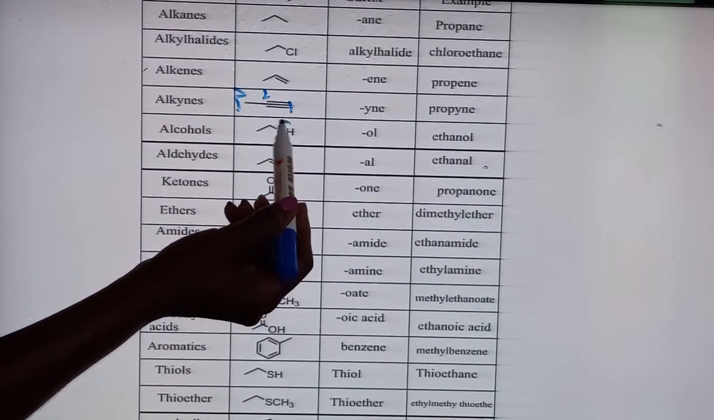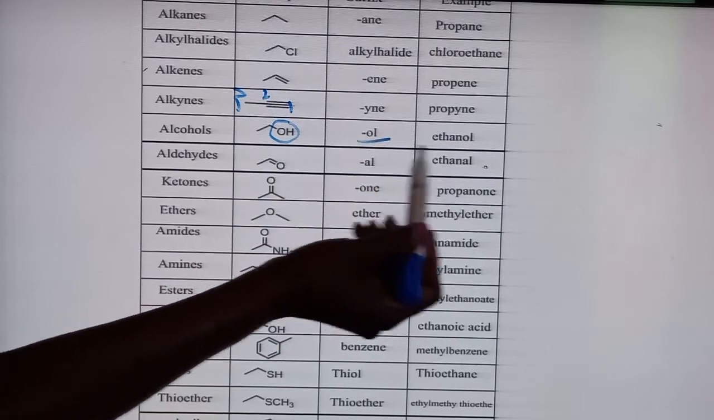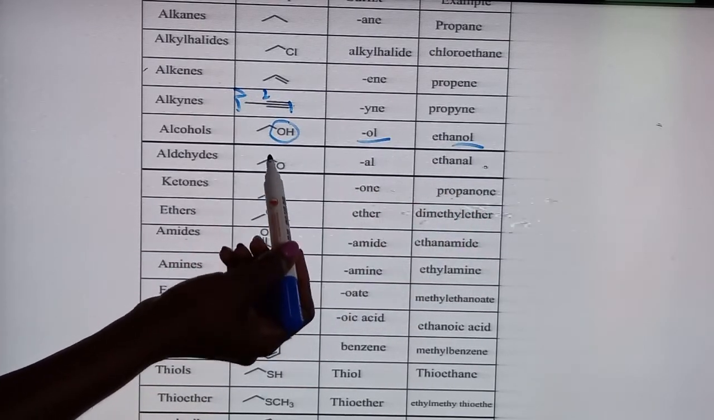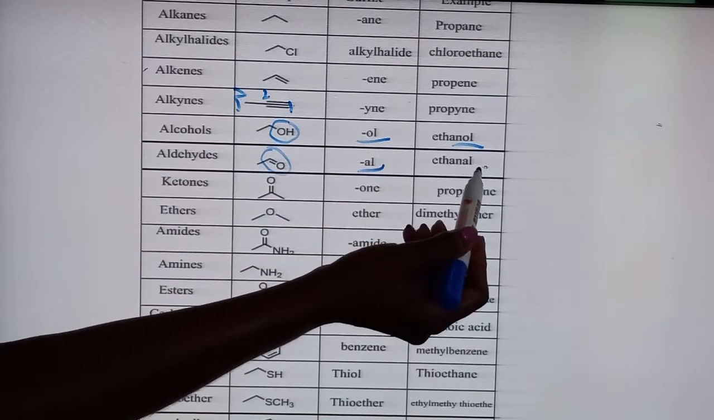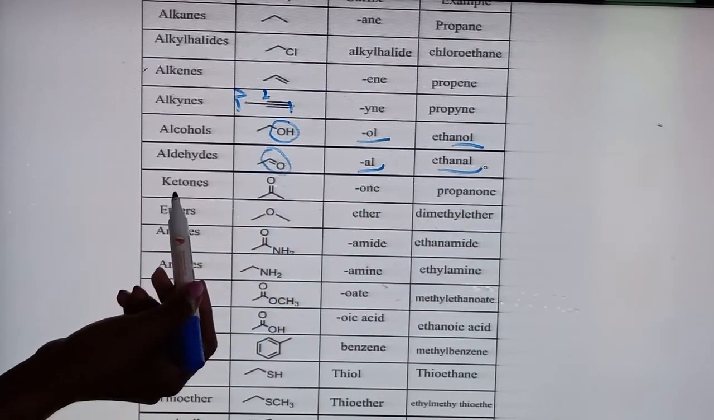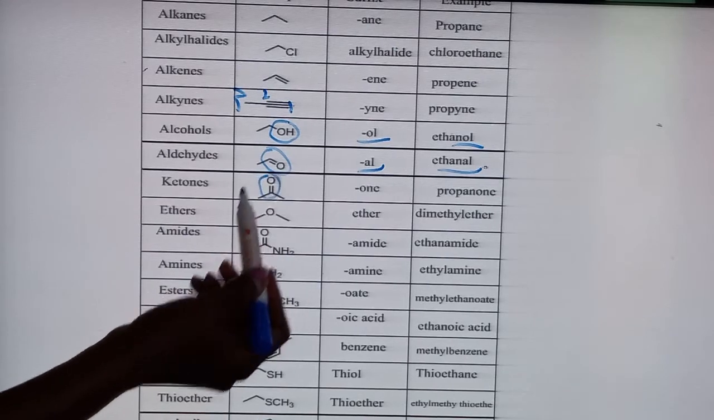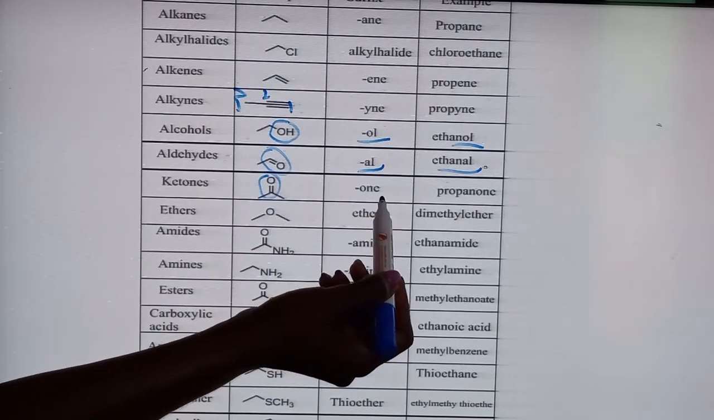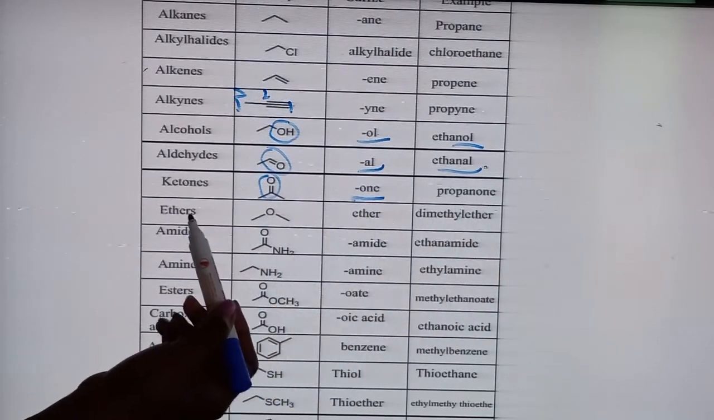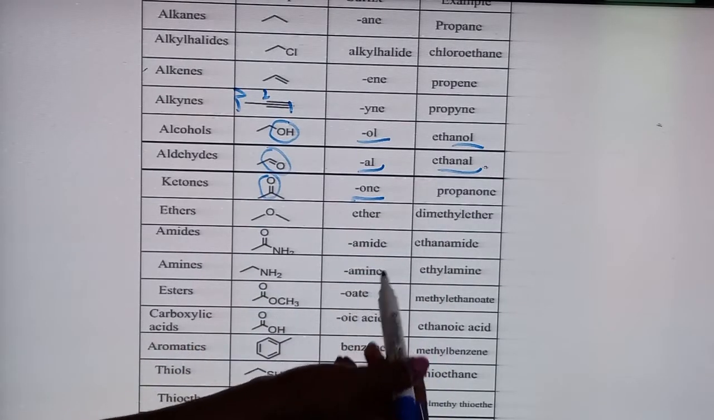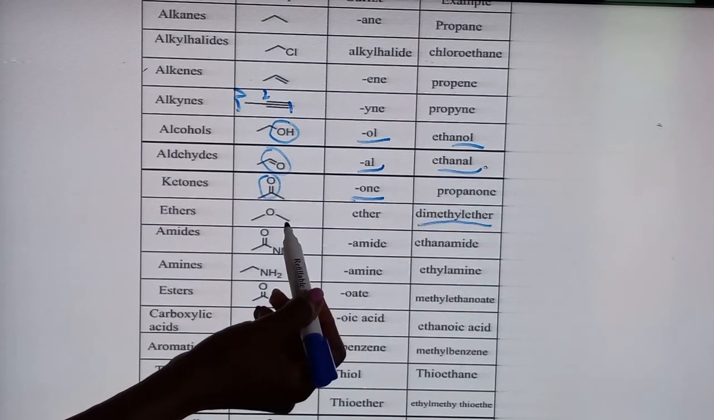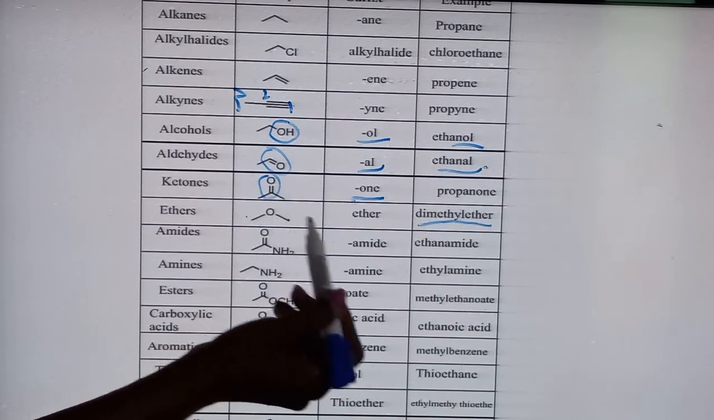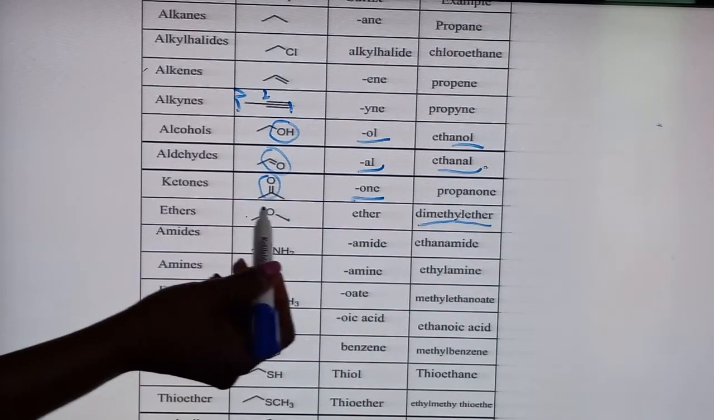Alcohols, presence of a hydroxyl group, for example ethanol. Aldehydes, the presence of a carbonyl group at the end, terminal, -al, ethanal if it has 2 carbons. Ketones have a carbonyl group in the middle, -one, propanone. Ethers are derivatives of alcohols, and you get them as, for example, dimethyl ether, depending on what is attached on both sides of the oxygen.